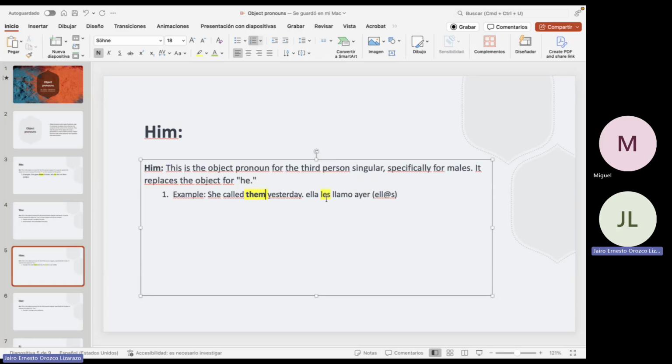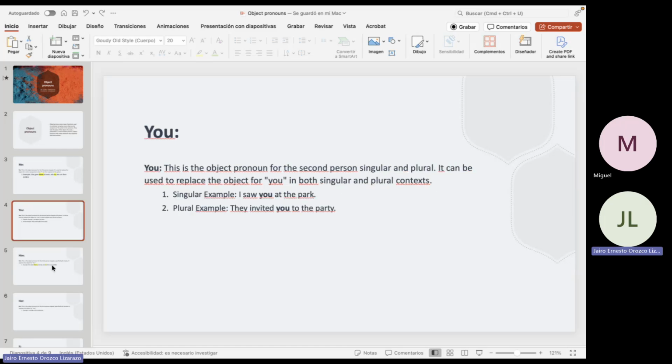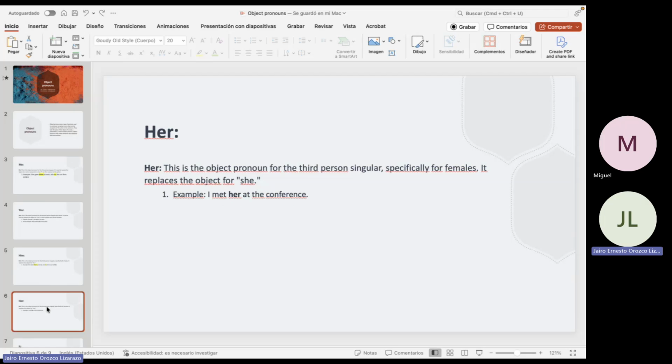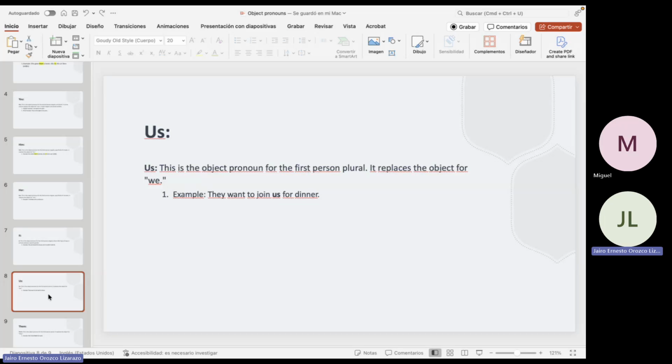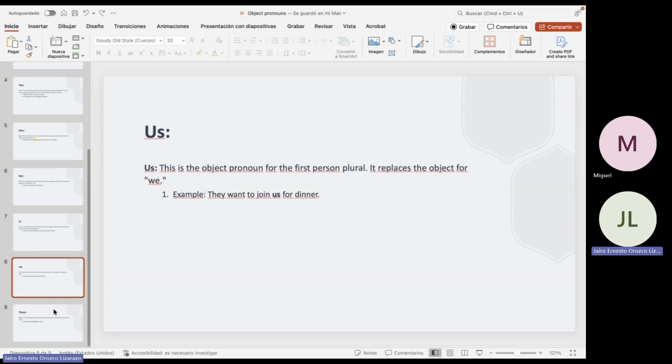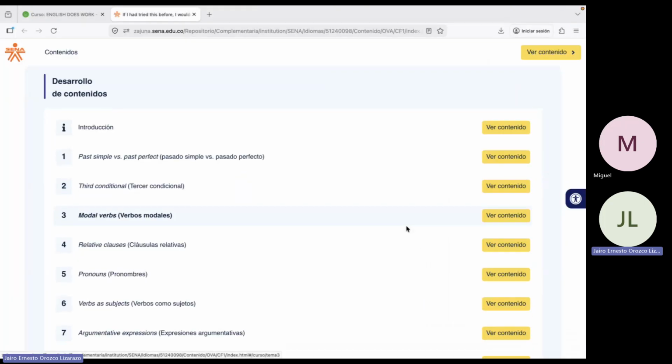All right? So that's depending on who is receiving this action. Okay? So whoever is receiving this action, then we change the object pronouns. So for me, for I, me, right? For you, for he, him, for she, her, for animals or object, it, right? For us, or for we, us, and finally for they, them. Okay? So those are the subject and the object pronouns.